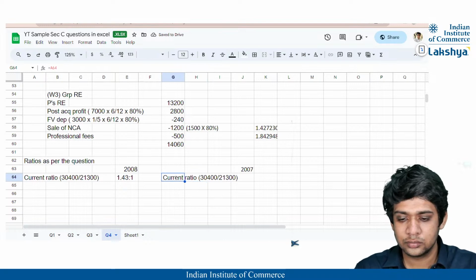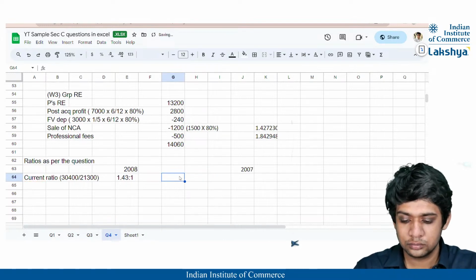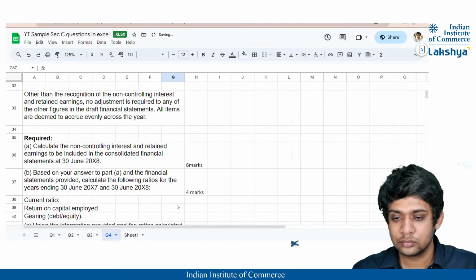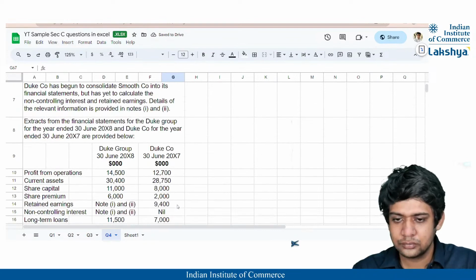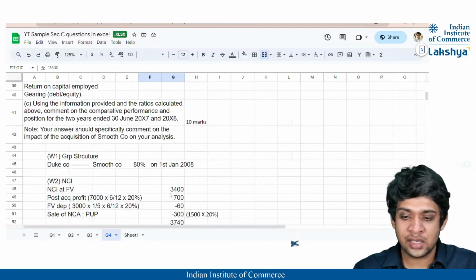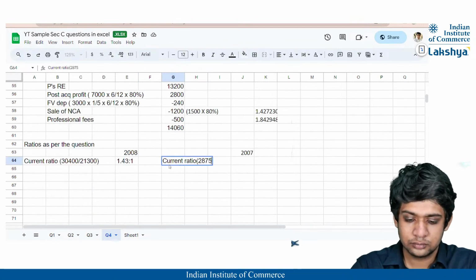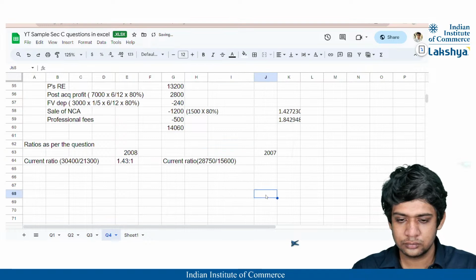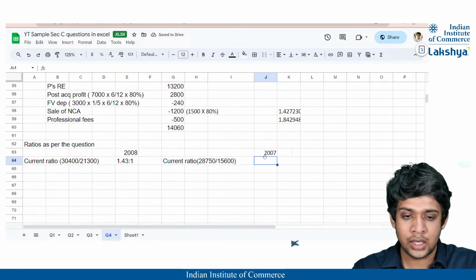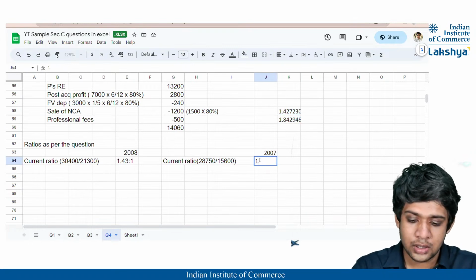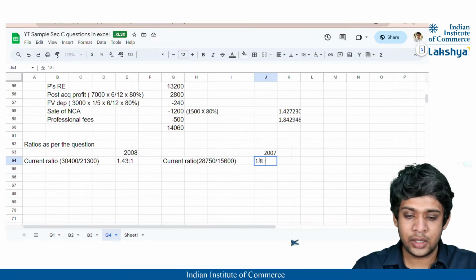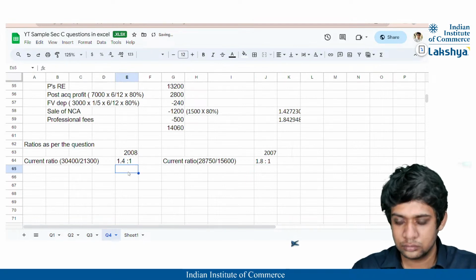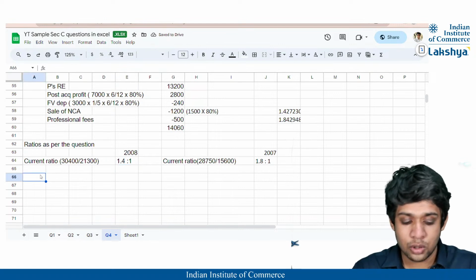सो यहाँ पे भी लिख देता हूं, करंट रेशियोज, ओके अलग से ही लिखना पड़ेगा। दैट इज 28,750 और 15,600, करेक्ट? ओके, ये आ गया हमारा 2007 का करंट रेशियो। ये जो हम लोग ने यहाँ पे कैलकुलेट किया 1.84, और आई जस्ट टेक इट एज 1.8:1। ठीक है, यहाँ पे भी 1.4 ही ले लेता हूँ। ओके, हमारा करंट रेशियो हो गया। फिर और क्या है?